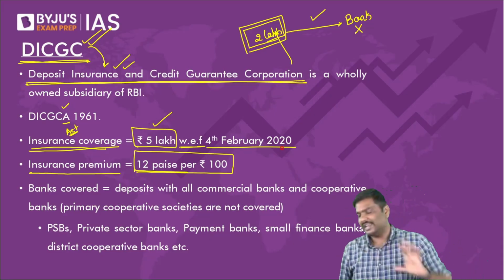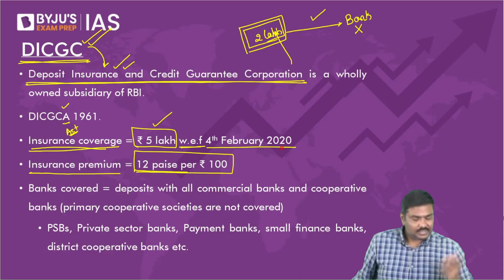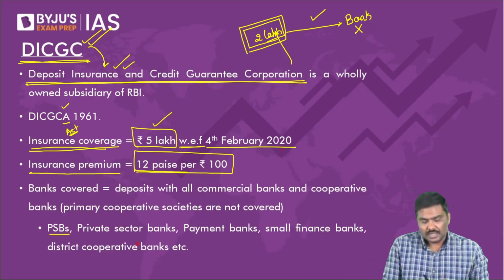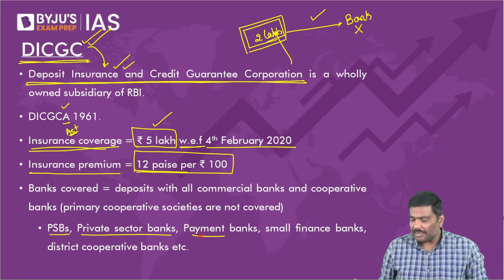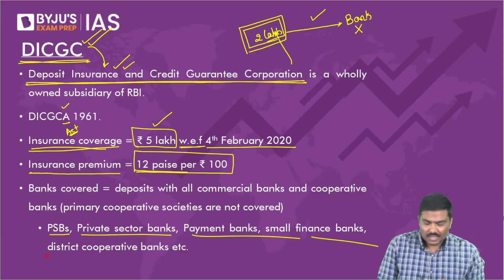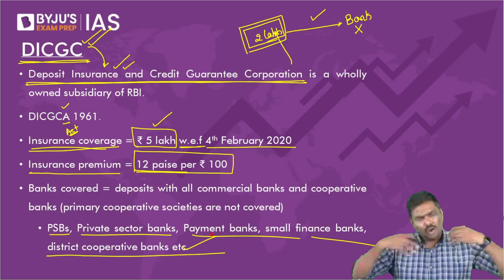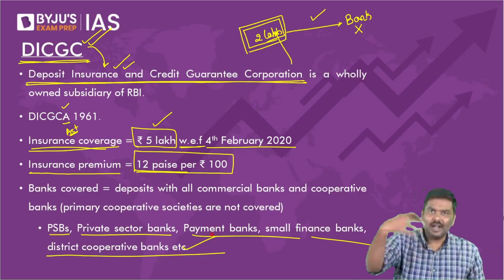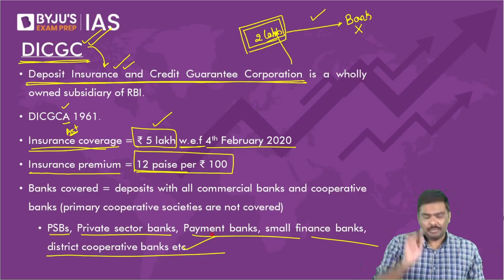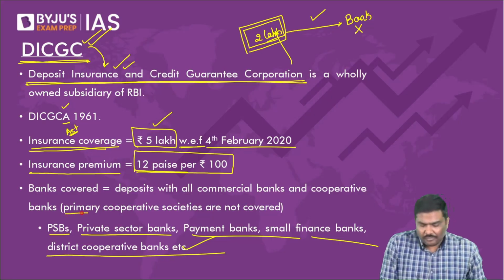By default, you will be covered under the DICGC. That is the reason public sector banks, private sector banks, payment banks, small finance banks, cooperative banks, etc. The list is very long. All these banks will be covered under the DICGC.